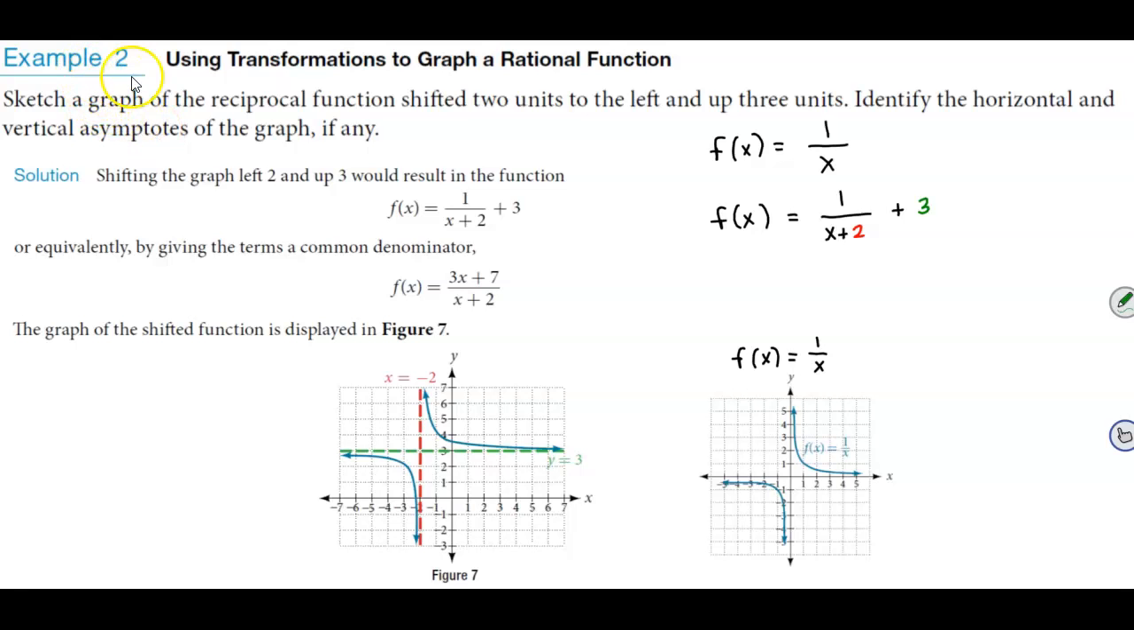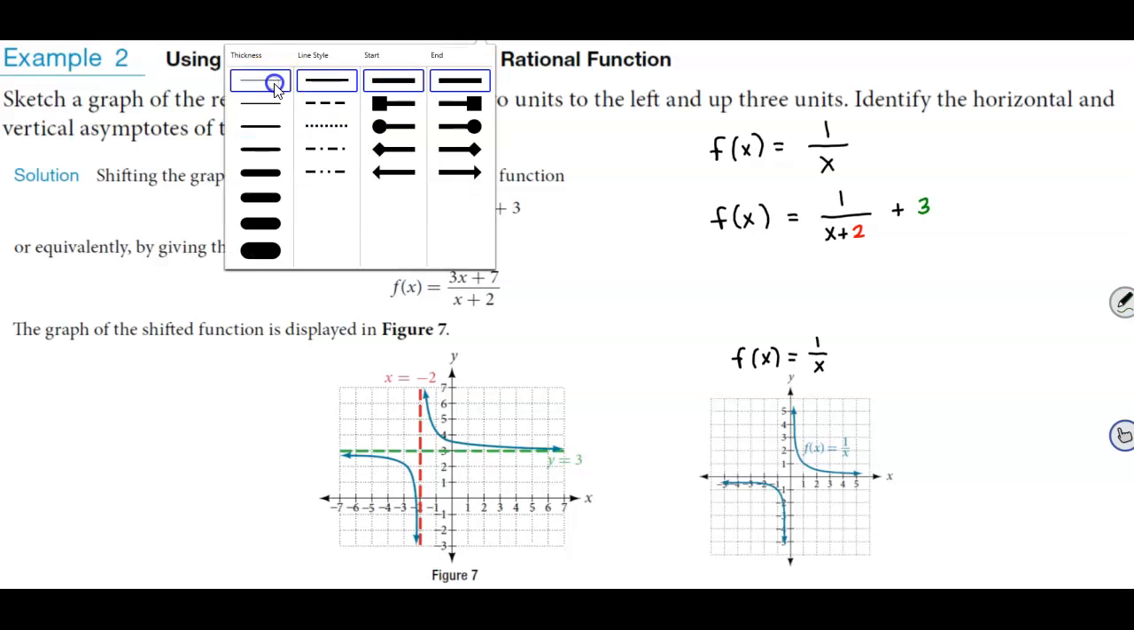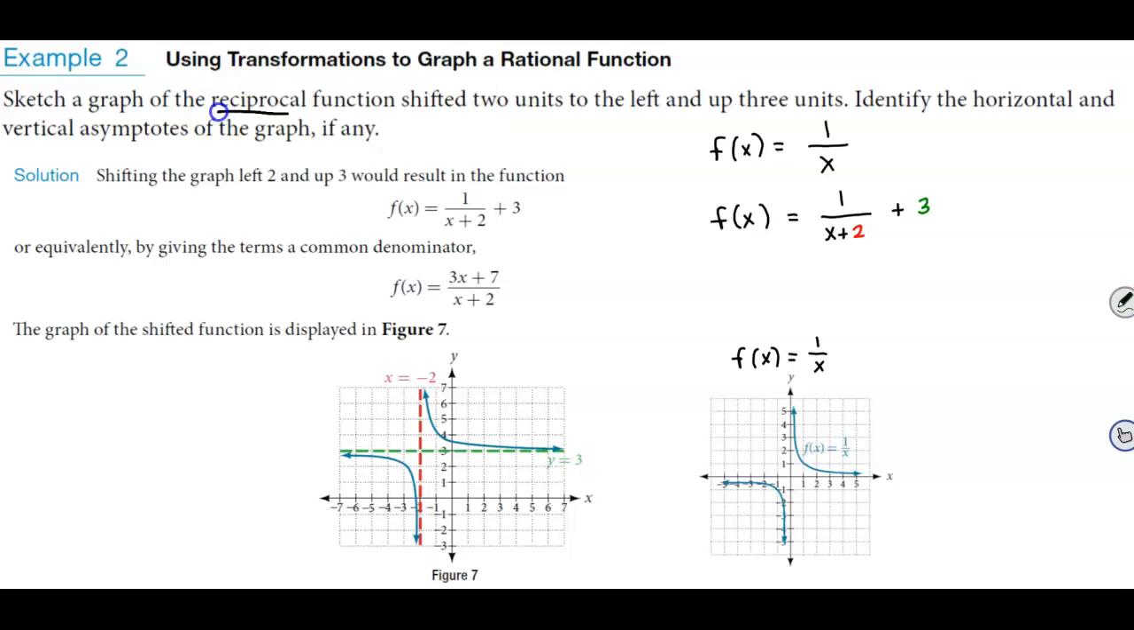Okay, for example number 2, it says using transformations to graph a rational function. We want to sketch a graph of the reciprocal function. Well, the reciprocal function is f of x, which is equal to 1 over x. And it's telling us to shift 2 units to the left. So if we're shifting to the left, that means we're adding 2 to the value of x.